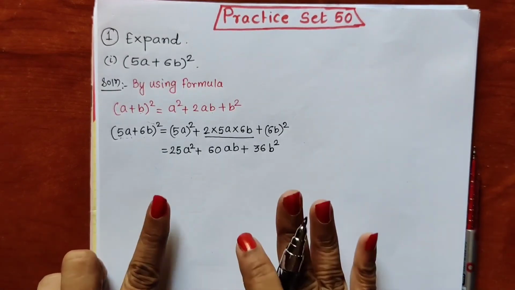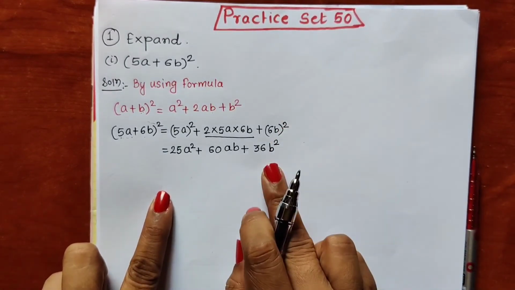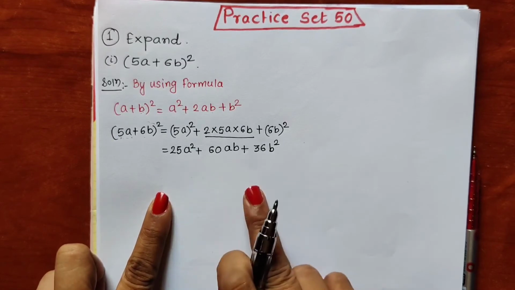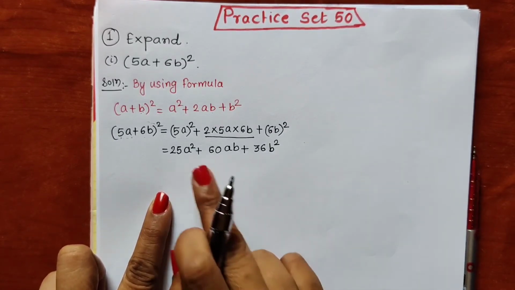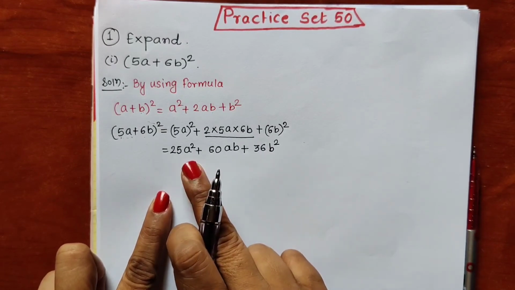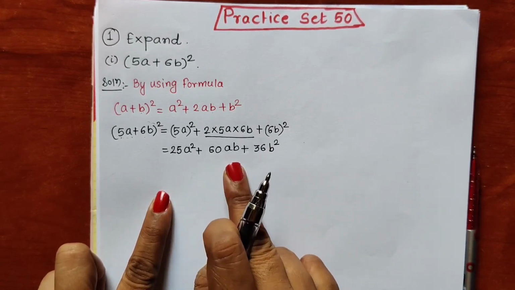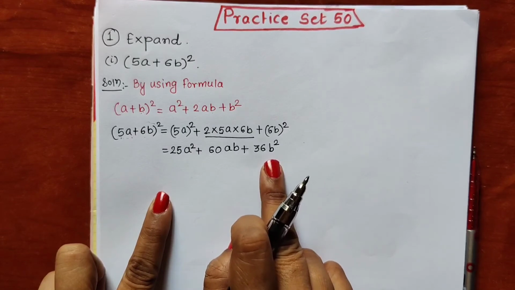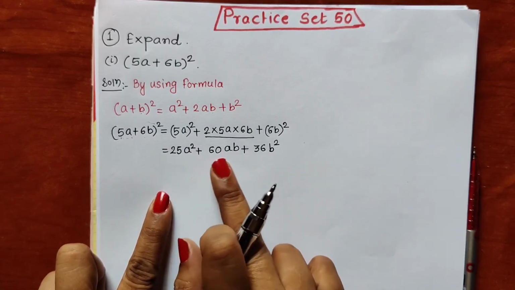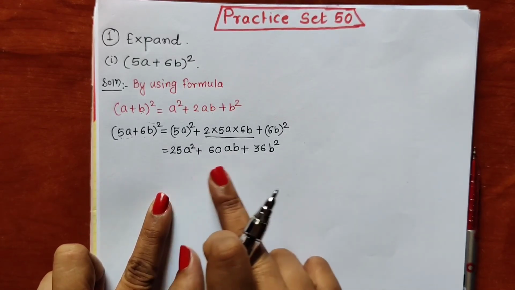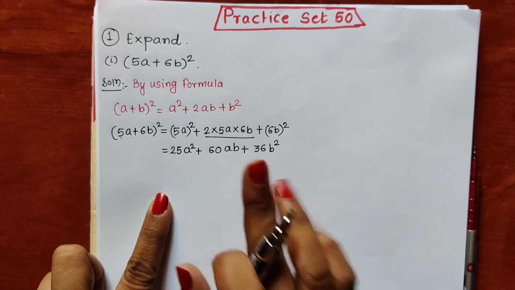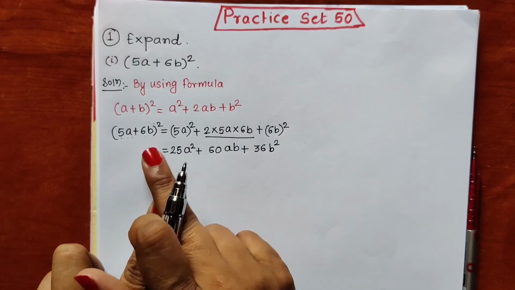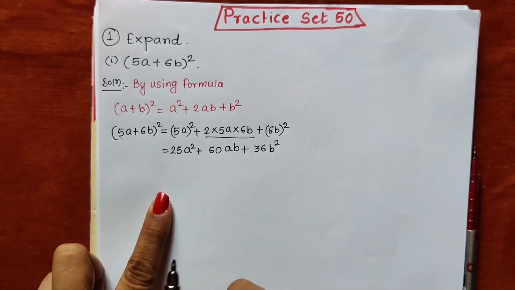So in this way we have to solve the sum in 2 steps only, because after this we cannot solve the sum. Why we cannot solve? Because the 3 terms are not like terms. First term is a square term, second term is ab term, third term is b square term. Unlike terms cannot be added or subtracted. So this is our answer, the expansion of (5a plus 6b) whole square.